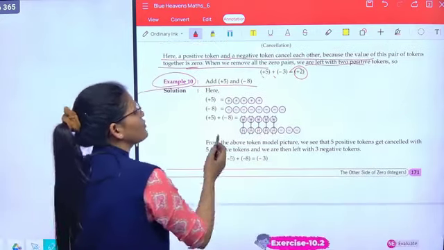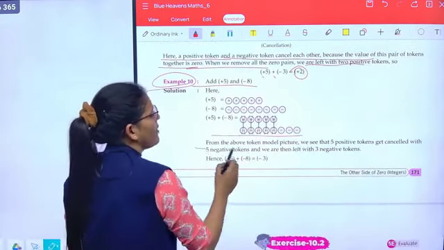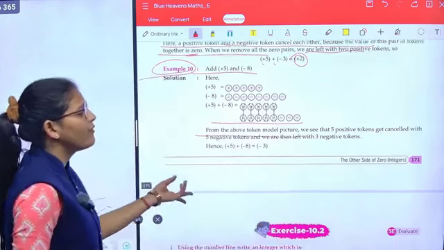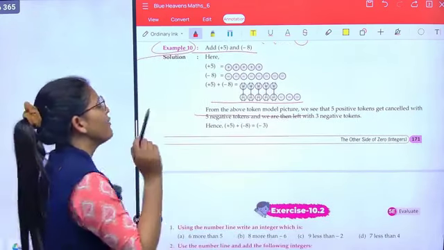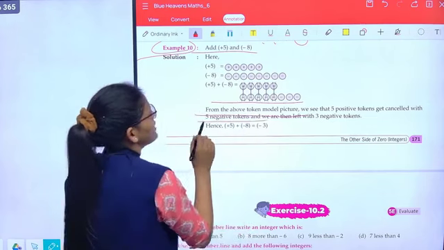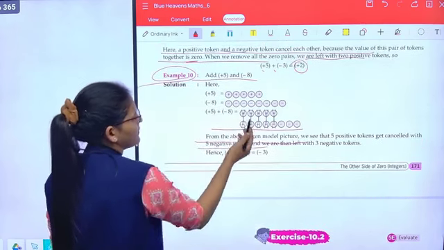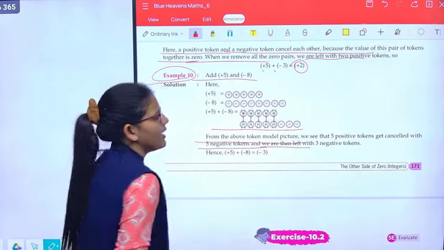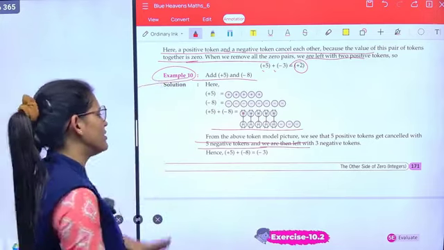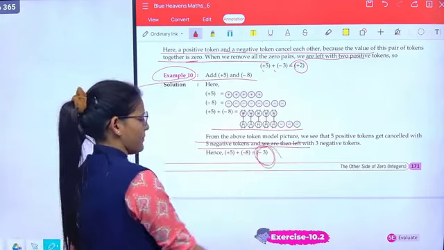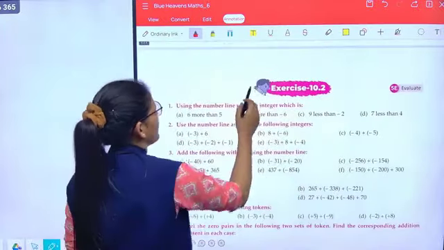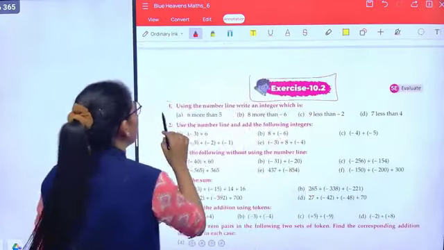So class, again हम उसको cancellation method से करेंगे. From the above token model picture, we see that 5 positive tokens get cancelled with 5 negative tokens. You can see here. And we are then left with 3 negative tokens, this minus. Now come on, exercise 10.2, question number 1.